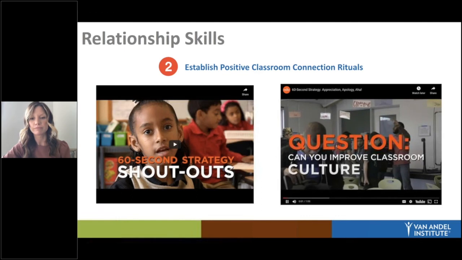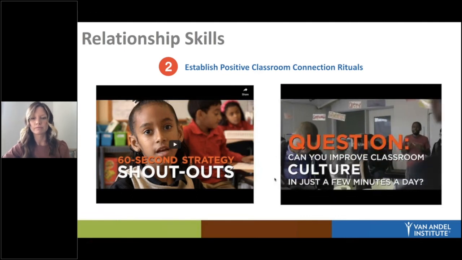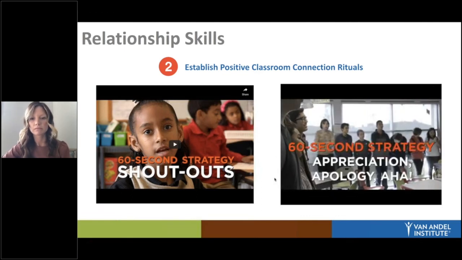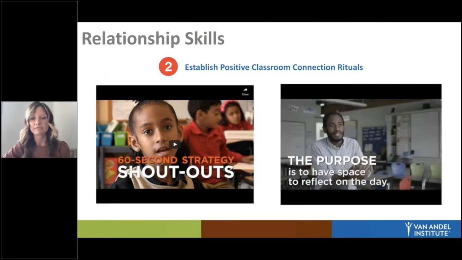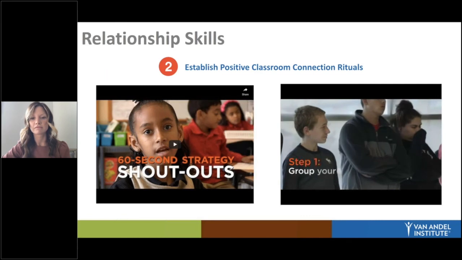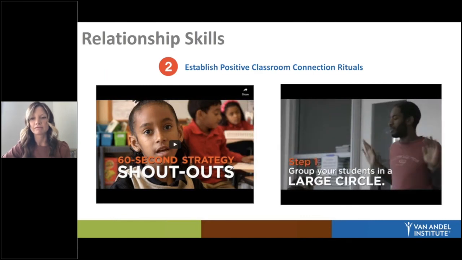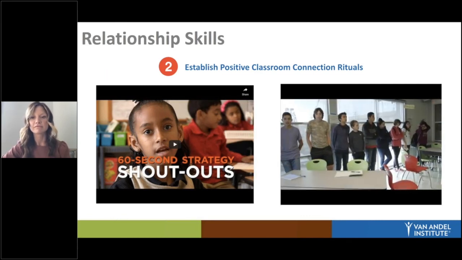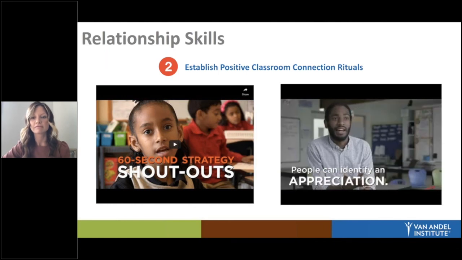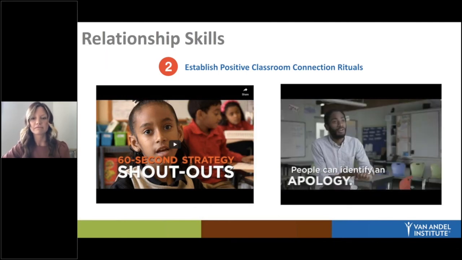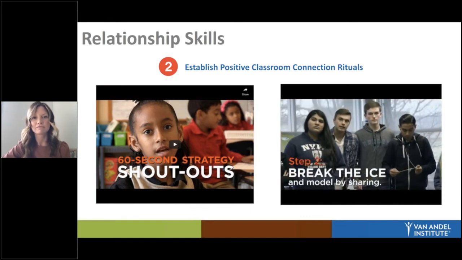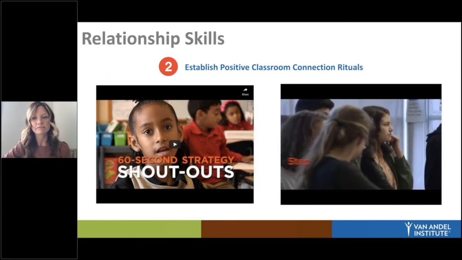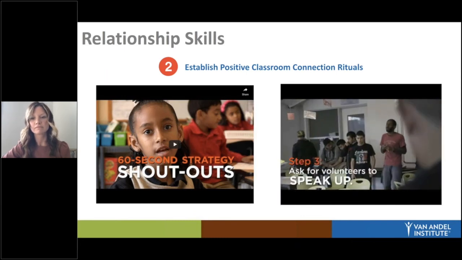It's appreciation, apology, or aha. The closing circle activity is called the 3 A's: appreciation, apologies, and ahas. So the whole purpose is just to have some space to reflect on our day. All I want you to do is to stand around the room somewhere in a circle while we do our brief shout out. People can either identify an appreciation they have, an apology they have, or an aha, a moment where it's like a light bulb moment in their head. My aha was that race is not the only part of our identity. So can we get a few people to shout out an appreciation, apology, or aha?